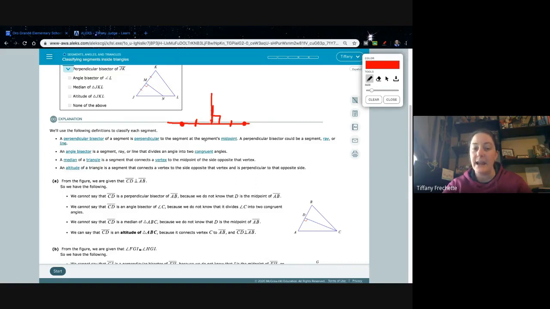Bisect means to cut in half. Or it means that it's going right through the midpoint, as they say here. So this is the perpendicular bisector.